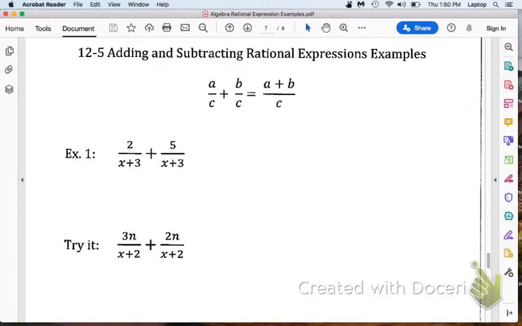Okay, here we go. Next lesson is actually called 11.6 out of the purple book, adding and subtracting the rational expressions. And here's your examples out of your packet.